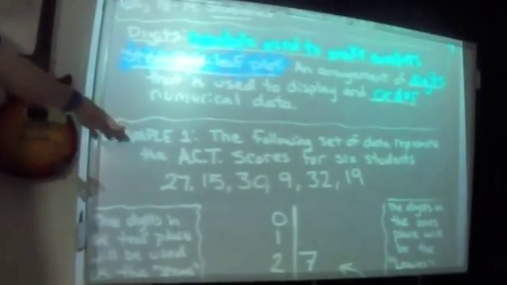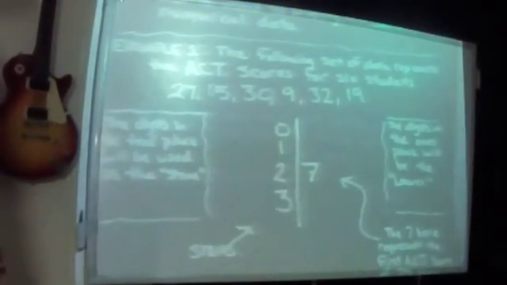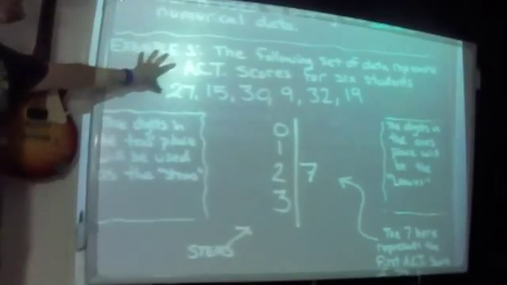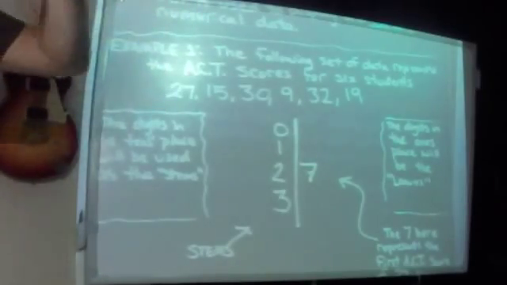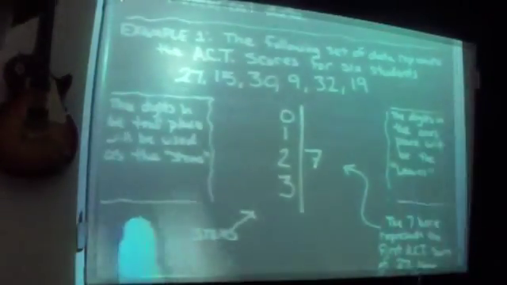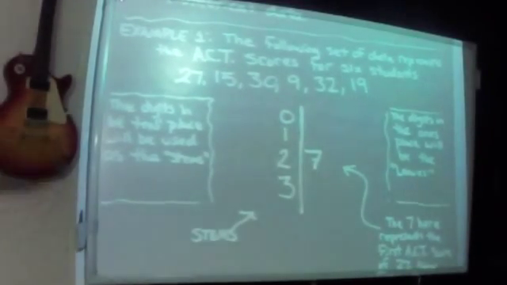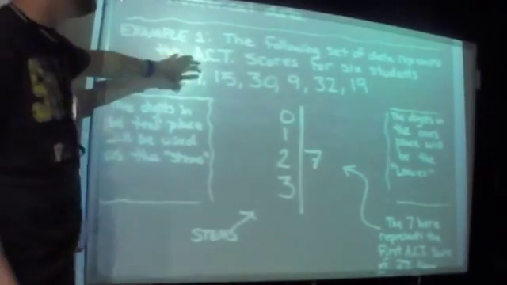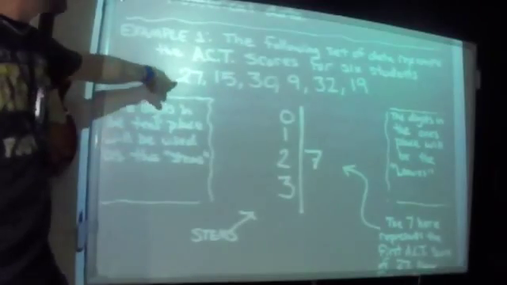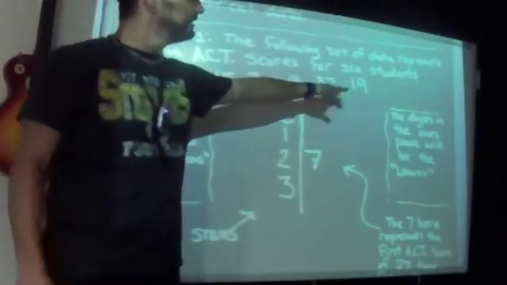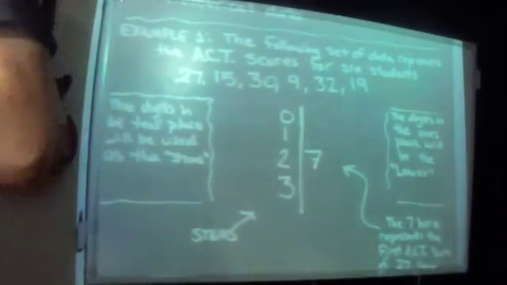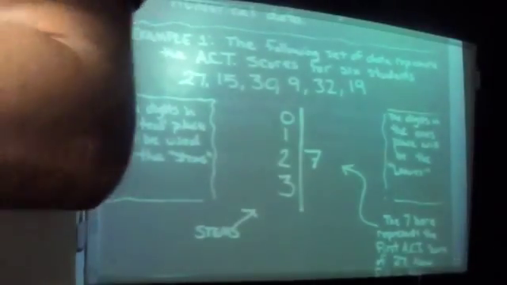So what that means is if we have a set of data, like in this first example where it talks about ACT scores, we want to be able to put it in order and then easily figure out what's the lowest score, what's the highest score. So this is kind of how the stem and leaf plot works. You have a set of data, like these are ACT scores for 6 students: a 27, a 15, a 30, a 9, a 32, and a 19. As you can see, those aren't in order. Those are just kind of listed.